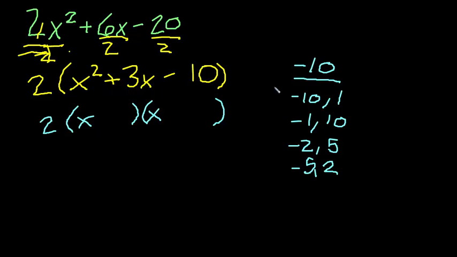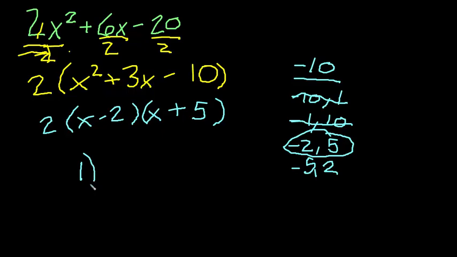And so what I want to figure out is which one of these sets multiplies to give me negative 10 and adds to give me positive 3. Well, negative 10 and 1 give me negative 9, so that doesn't work. Negative 1 and 10 give me positive 9, so that doesn't work. Negative 2 and 5, well, that gives me 3, so I know this is what I'm going to use. So all I'm going to do is, because my match is negative 2, 5, I'm going to put negative 2, and I'm going to put positive 5. And that's it.